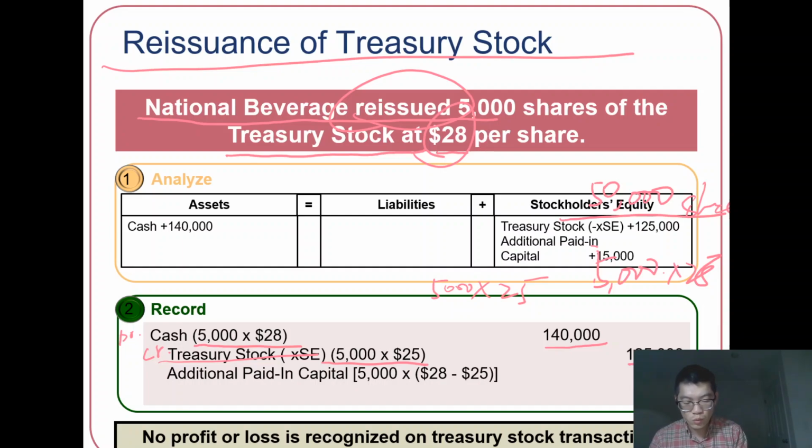We sold 5,000 shares out of those 50,000 shares for $28, but our cost is $25, so we actually earned $3 for each of those 5,000 shares. Those additional earnings will be recorded in one account, additional paid-in capital. That is 5,000 times the difference of $3 per share. Those $15,000 will be the additional paid-in capital by the investors.